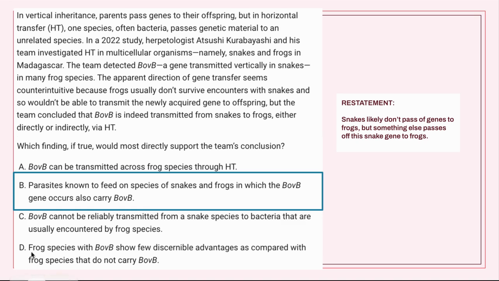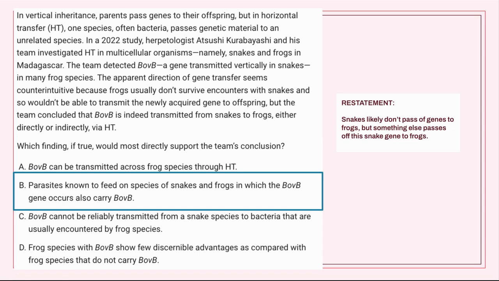D. Frog species with BOFB show few discernible advantages as compared with frog species that do not carry BOFB. This is just talking about what the BOFB does for the frog, what benefits it might have. Again, it doesn't really have anything to do with how it is getting from the snake to the frog.